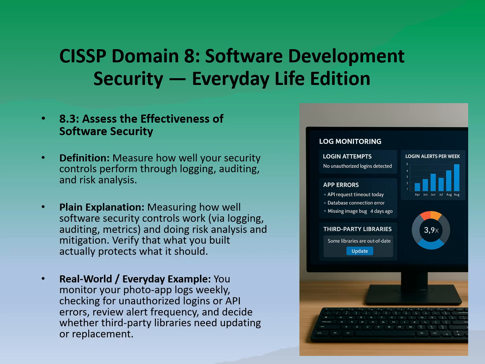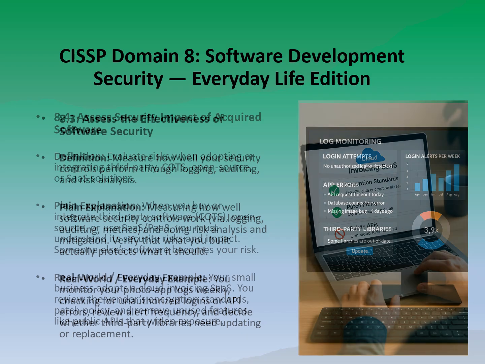You just don't hope your app is secure. You measure it. By reviewing logs and alerts, you discover trends. Are my login attempts increasing? Maybe a library used has a new CVE. Risk analysis tells you whether to patch or replace it. Assessing effectiveness means moving from guessing to evidence. Security maturity is measurable, and those metrics guide smarter fixes.